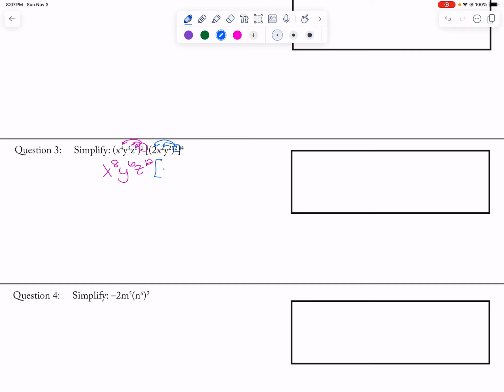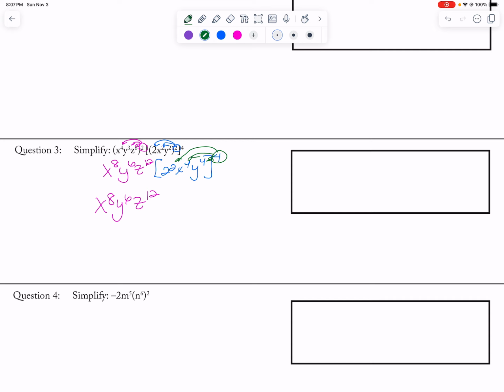So then I would have had 2 squared, x to the 4th, y to the 4th. And then that's everybody to the 4th power. So then I would have taken everybody to the 4th power. So I would have had x to the 8th, y to the 6th, z to the 12th.